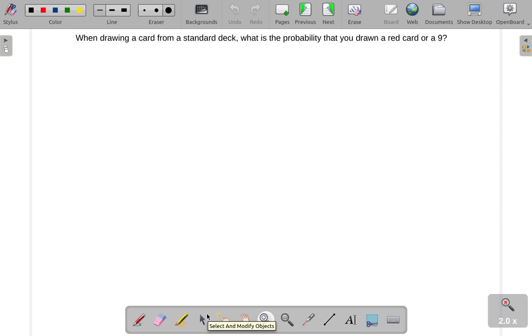When drawing a card from a standard deck, what is the probability you draw a red card or a 9? So we actually have a couple of different ways we could do this one now, even using the union rule.